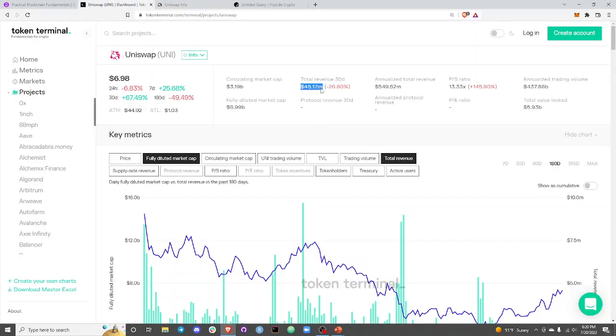So Uniswap is a way for people to make money with these pools, but Uniswap doesn't get any cut of it. They don't take a piece of the revenue. They don't charge people to trade, or charge people to put things into the pool or anything. So it's not earning any revenue.